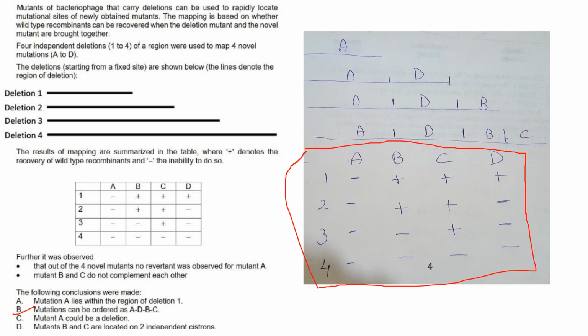Mutation A lies within the region of deletion 1. That is also correct. We just now saw deletion 1. This is deletion 1. So mutation A is present there. Here 2, 3, 4, everywhere it is A. So deletion 1 is A. So that's correct. Mutation A could be a deletion. That's also correct. So A, B, C are correct. Then mutants B, C are located on 2 independent cistrons.